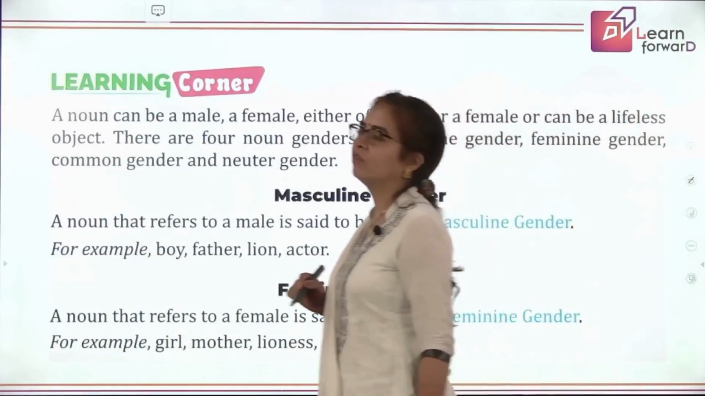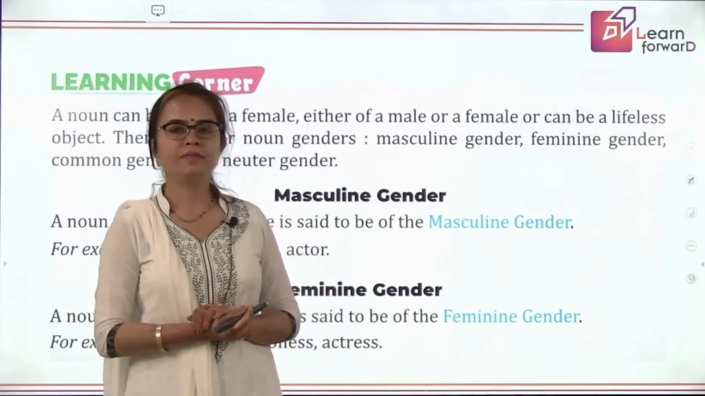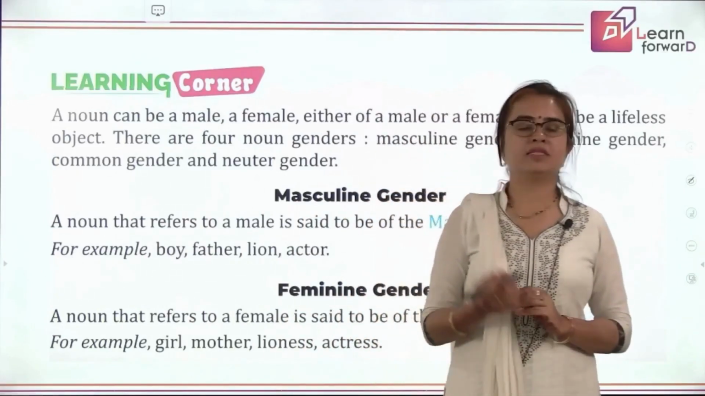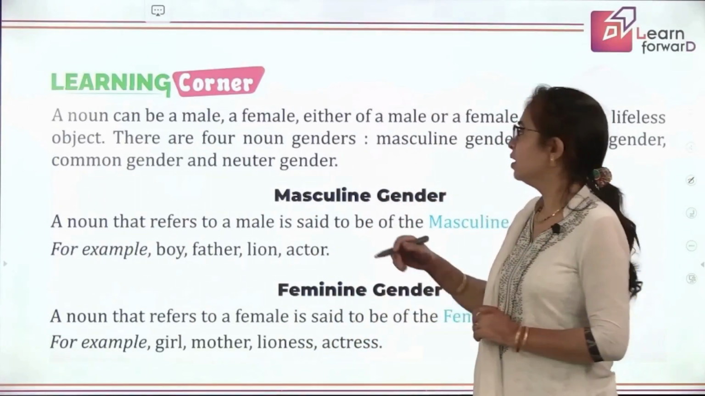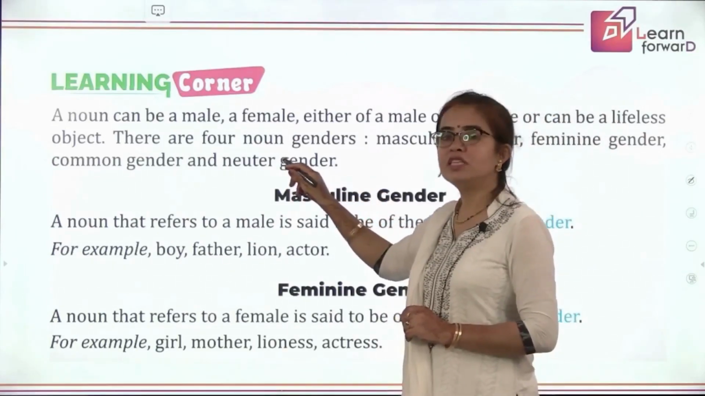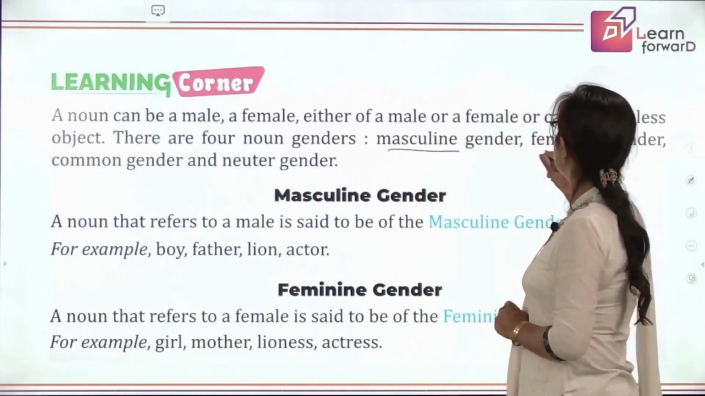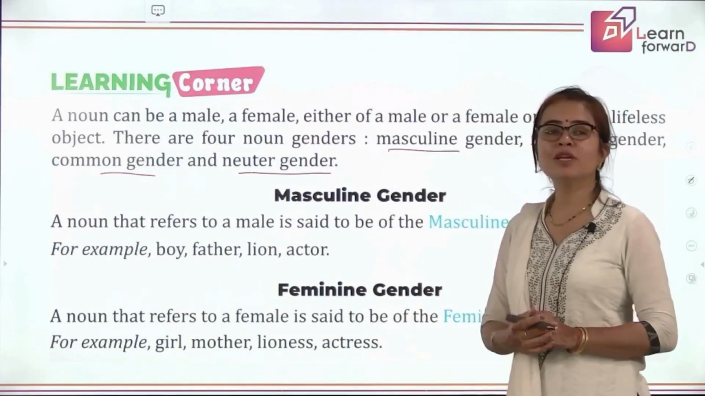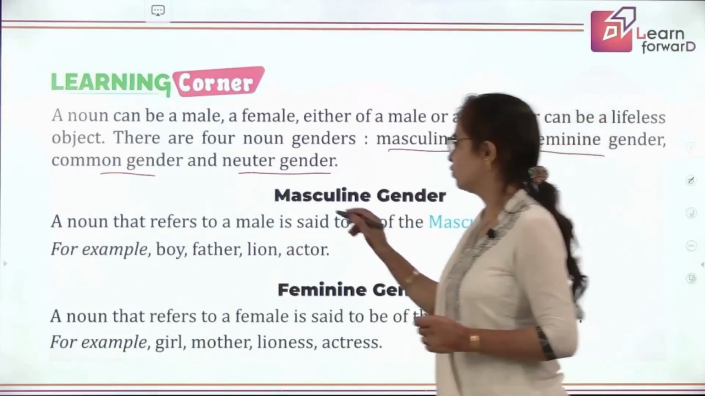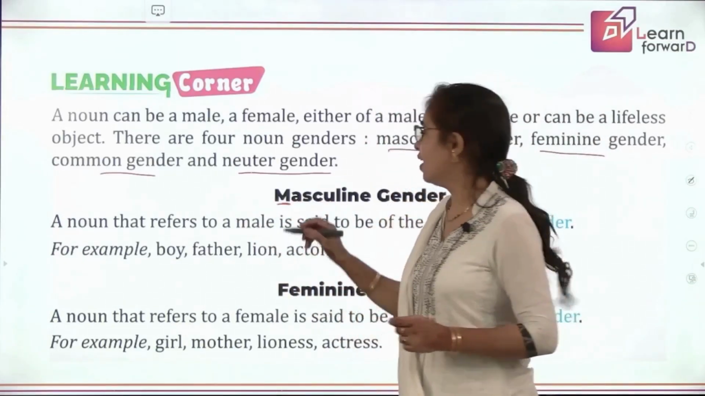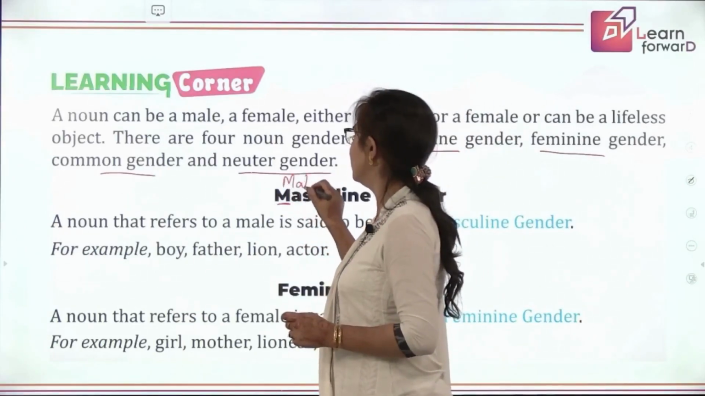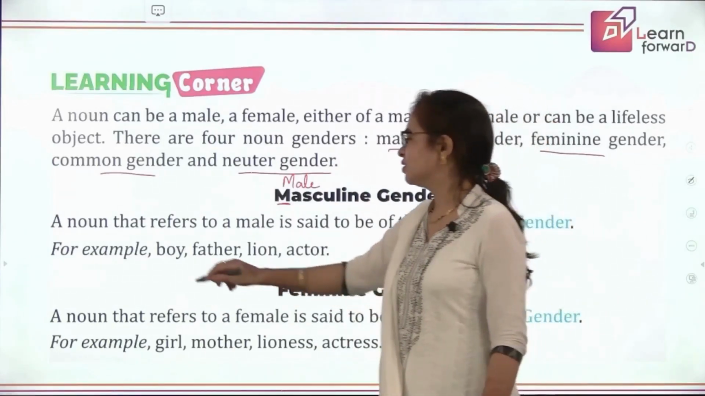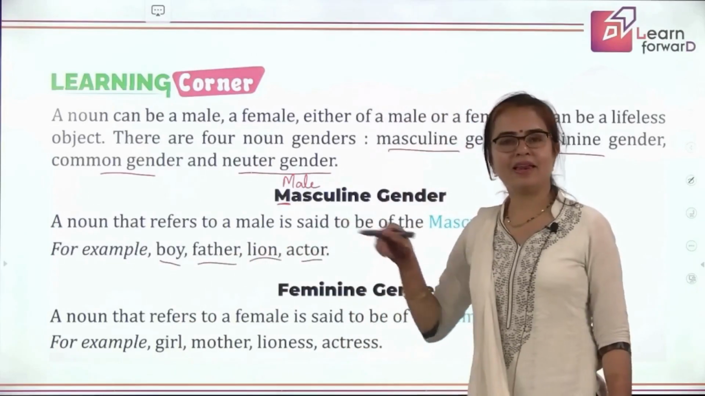Now, here we start with your topic, that is gender. And just as we recalled, gender tells you whether a noun is male or female, right? So, we'll be doing the 4 genders here, that are masculine gender, feminine gender, common gender and neuter gender. So, masculine gender is the noun that stands for a male. So, how do you identify? This is masculine, male. Won't it be easy for you to remember? Good. So, like boy, father, lion and actor.